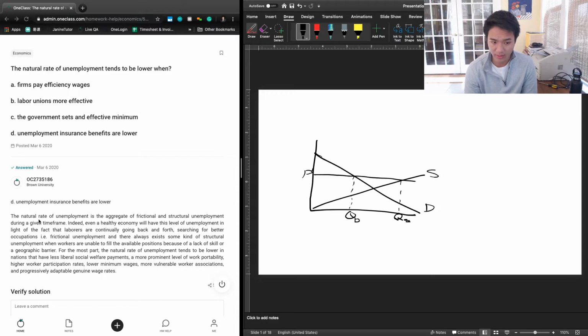For the most part, the natural rate of unemployment tends to be lower in nations that have less liberal social welfare payments, a more prominent level of work portability, higher worker participation rates, lower minimum wages, more vulnerable worker associations, and progressively adaptable genuine wage rates. So I think it's a good answer. It covers the definitions of frictional and structural unemployment.